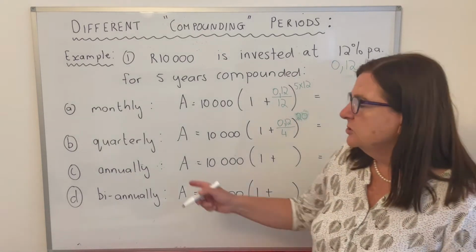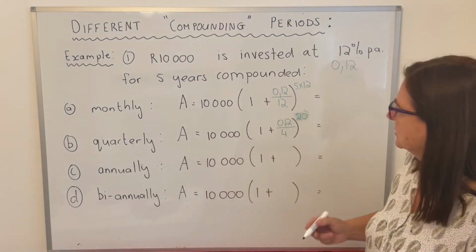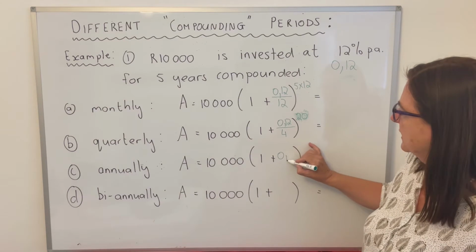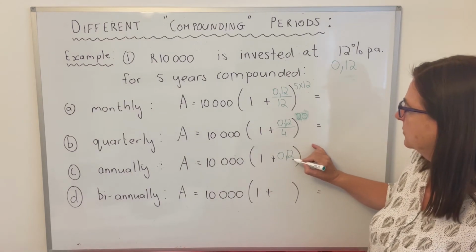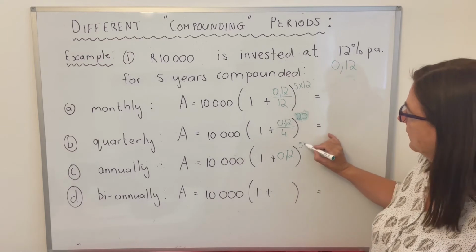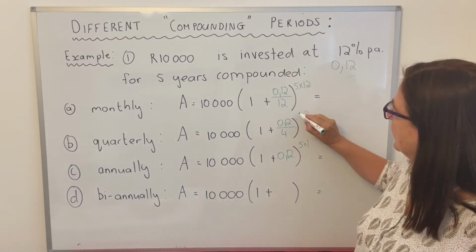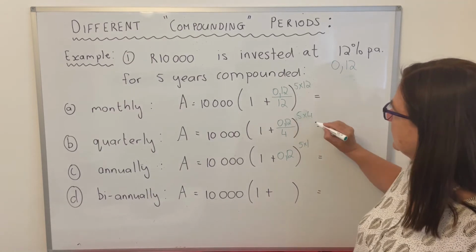What if it's charged annually? That means just at the end of every single year. So that would be just our normal formula. It would be 12% per year, which is 0.12. For 5 years, at the end of each year, N is 5, or 5 times 1. Let's leave this with 5 times 4, because I want to point out something.